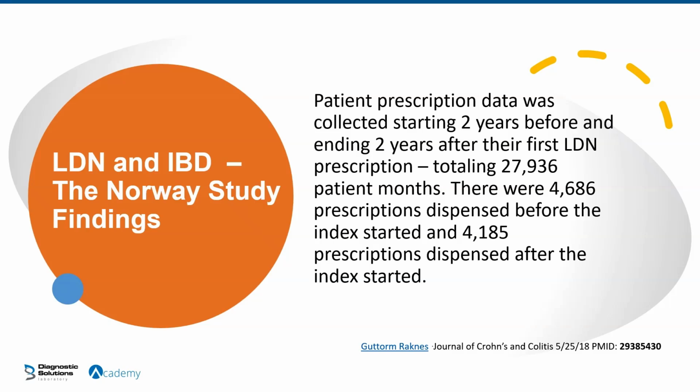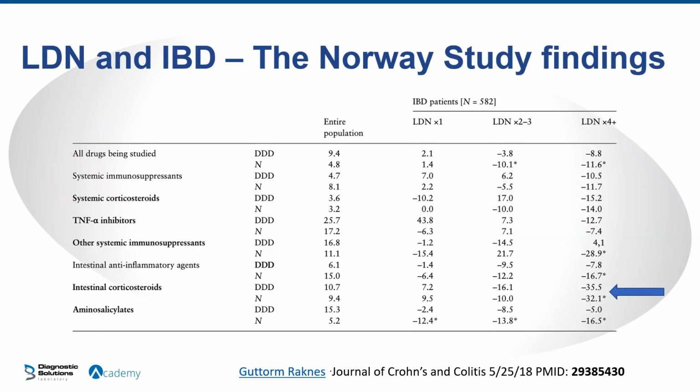What it showed is that naltrexone, out of all of the 27,000 patients that they looked at, about 4,500-ish were inflammatory bowel disease patients, and about 4,185 prescriptions were dispensed. What we found, about 2/3 of the population that were prescribed naltrexone continued to utilize it. A third fell off.